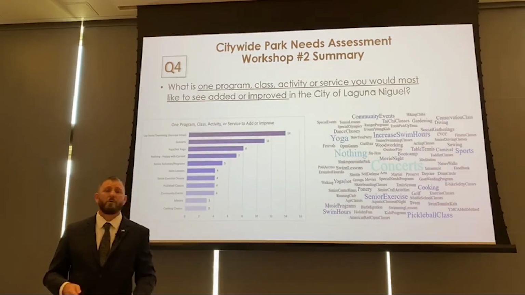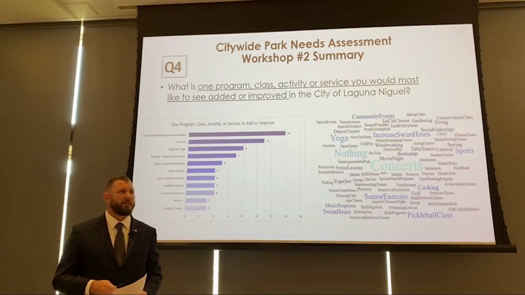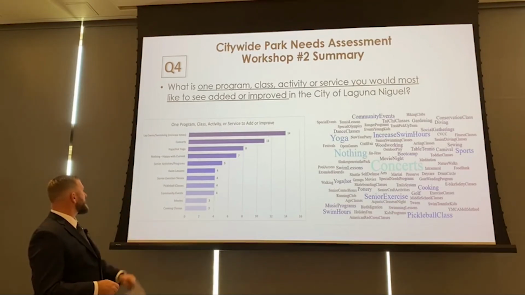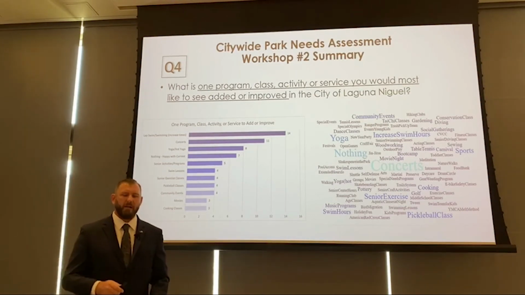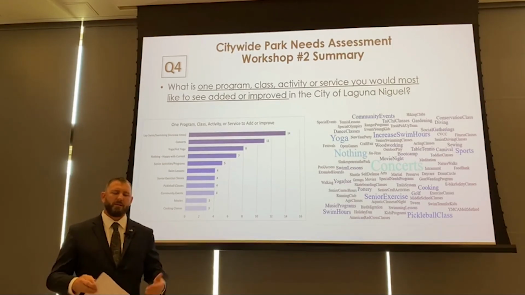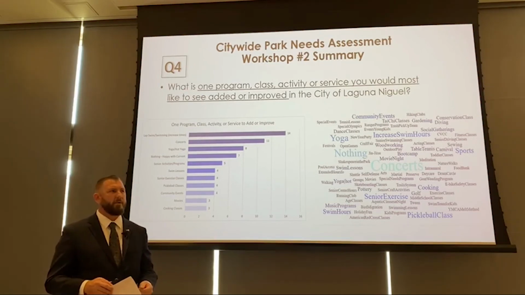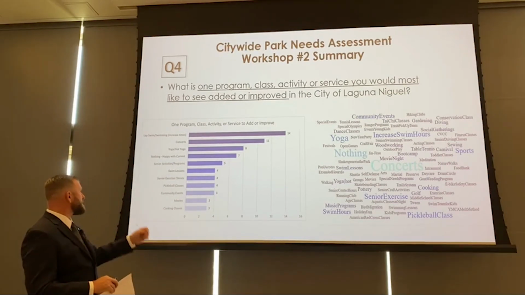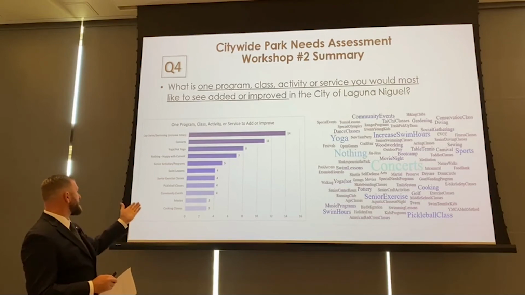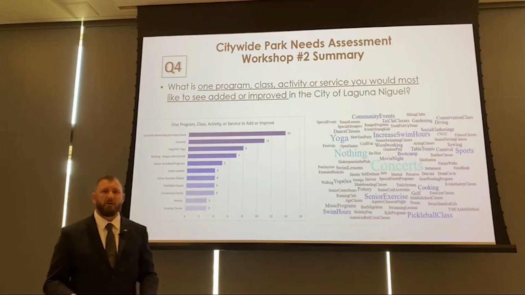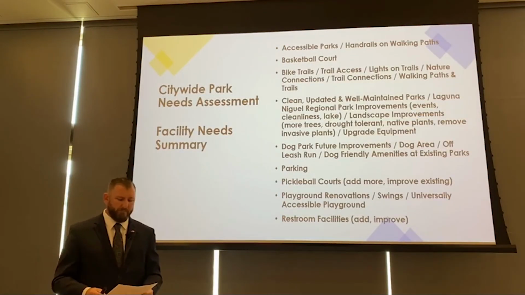The next question we asked was, what was one program, class, or activity or service you would most like to see added or improved within the city of Laguna Niguel? And here we heard elements such as increased lap swimming, increased time, concerts, yoga. Nothing. I'm happy with the current. There's that nothing again. Because we want to make sure when people say nothing, we see what we have. That was the reason for the baseline inventory, not just to have a common vocabulary among the design team and the community, but to assess what's there now and how can we keep that or improve it throughout the next coming years. As well as senior activity programs, swim lessons, senior exercise classes, pickleball classes, more community events, movies, and cooking classes also came up as program requests.